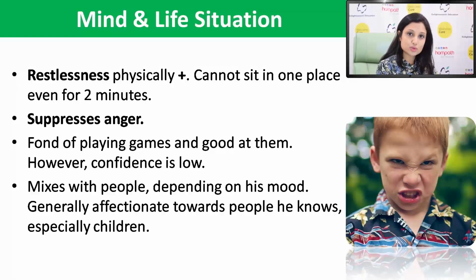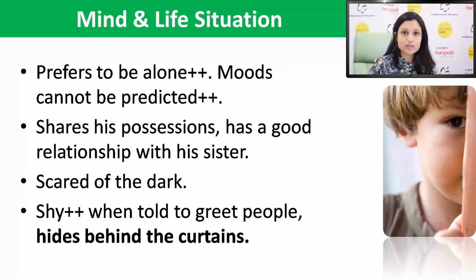Looking at his life situation and mental history, he cannot sit in one place even for 2 minutes. There is a lot of restlessness. There is a lot of suppressed anger. He is fond of sports or playing games and is good at them. However, confidence is low. Mixes with people depending on his mood. Generally affectionate towards people he knows, especially children. Prefers being alone and his moods cannot be predicted. They keep changing. Shares his possessions and has a good relationship with his elder sisters.